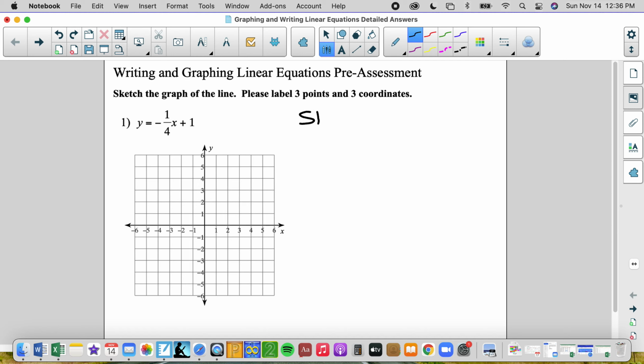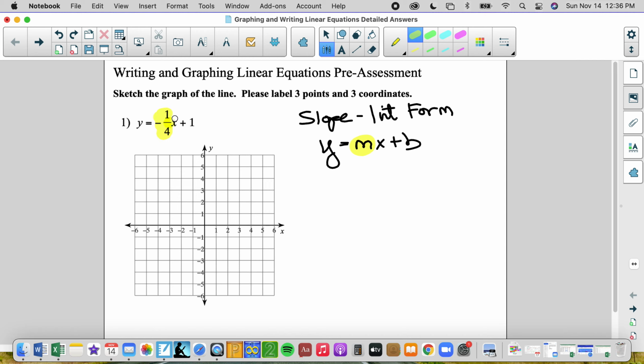Slope-intercept form is y equals mx plus b. We're able to pull out the slope, which is the coefficient of x. It's the number in front of the variable x. We do not include the x, so make sure we don't highlight the x part. And we're able to pull out the y-intercept, the y-intercept and the slope. Hence why it's called slope-intercept form.